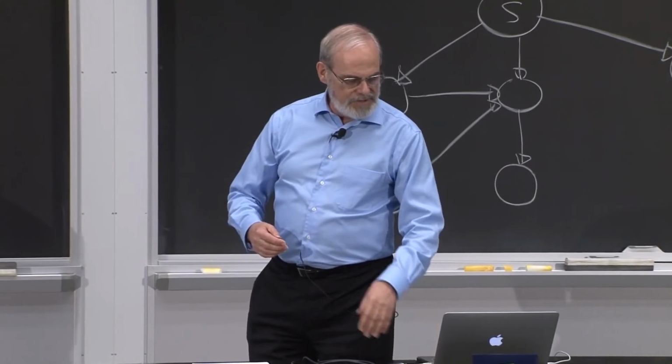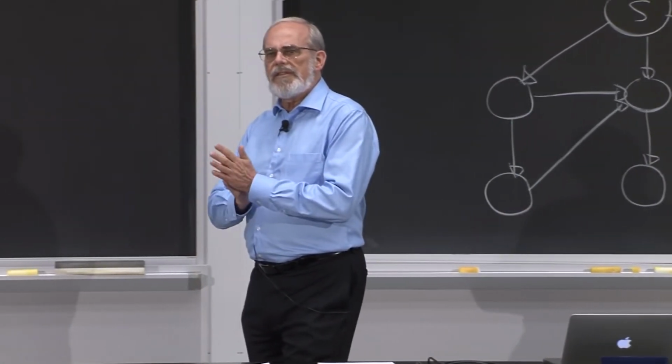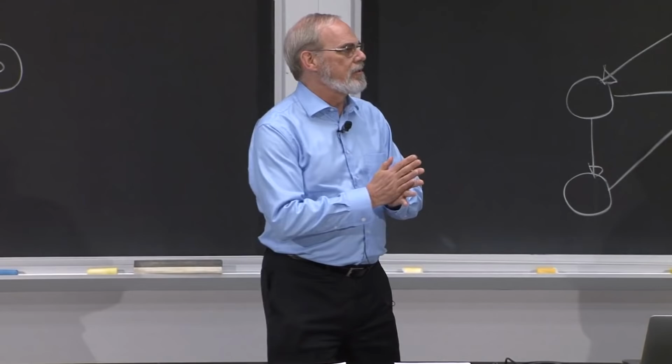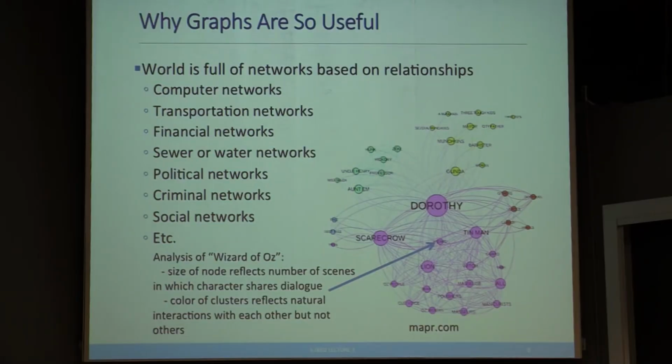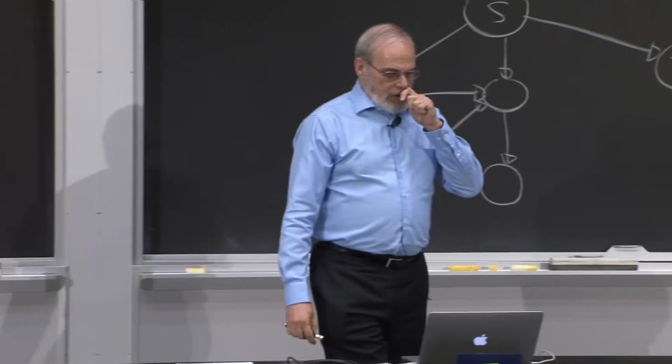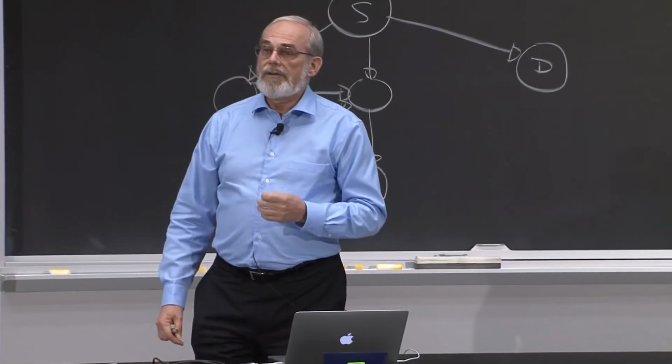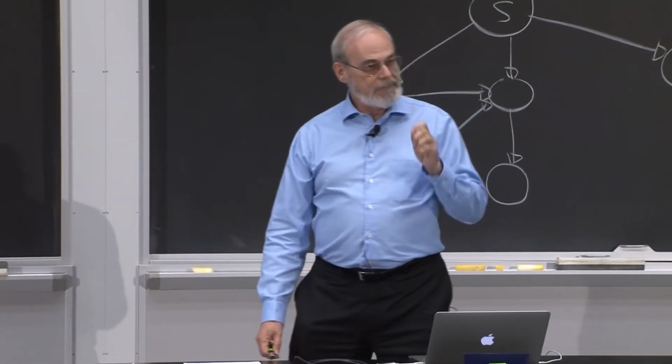One of the things we're going to see with graphs is that they can capture interesting relationships. So here's an example. It's from that little website you can see there. You're welcome to go look at it. And this is a graph analyzing the Wizard of Oz. What's been done here is the size of the node reflects the number of scenes in which a character shares dialogue. So you can see, obviously, Dorothy is the biggest node there. The edges represent shared dialogue, so you can see who talks to whom in this graph.